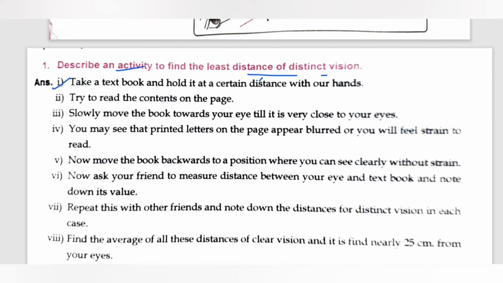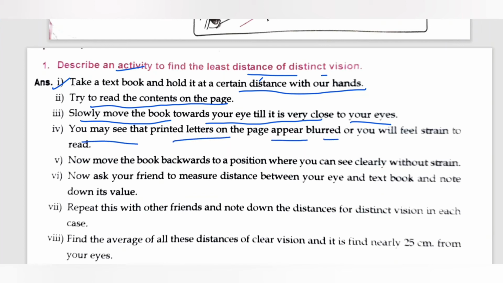First step, take a textbook and hold it at a certain distance with your hands. Try to read the content on the page. Slowly move the book towards your eye till it is very close to your eyes. You may see that the printed letters on the page appear blurred or you will feel strained. So when you make the book much closer to your eyes, you feel strained. Now move the book backwards to a position where you can see clearly without any strain.